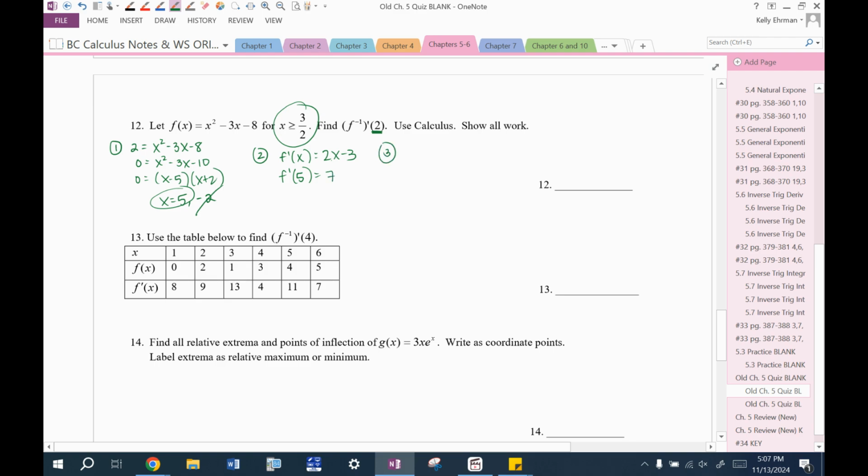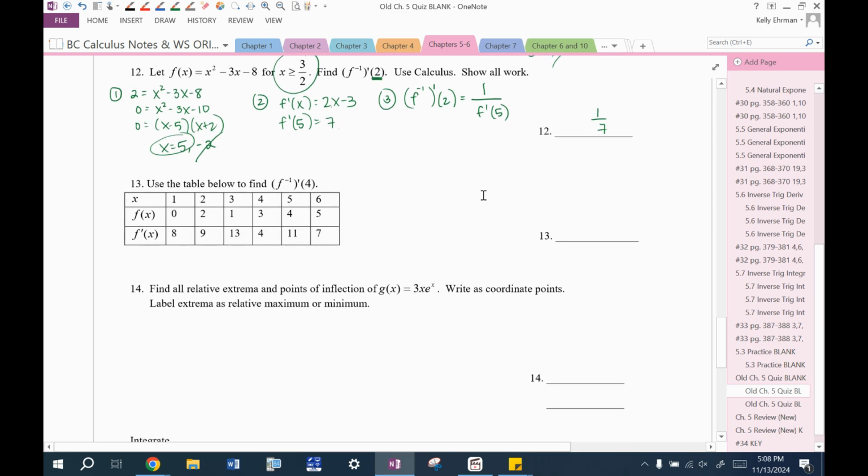And step 3 is to know the relationship between f inverse prime at 2 and f prime at 5. So the formula is f inverse prime evaluated at 2 is equal to 1 over f prime evaluated at 5. Remember the 2 corresponding points on the graph. I know the graphs don't look like this, but the slope at this point is the reciprocal of the slope at its reflected point. All right, so our answer is 1 over 7.